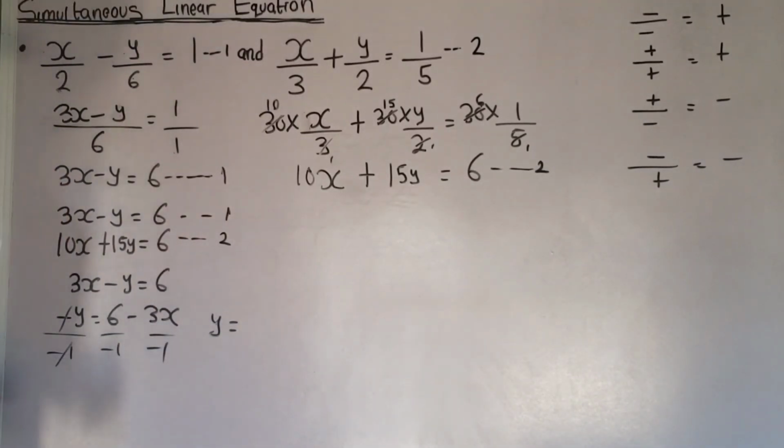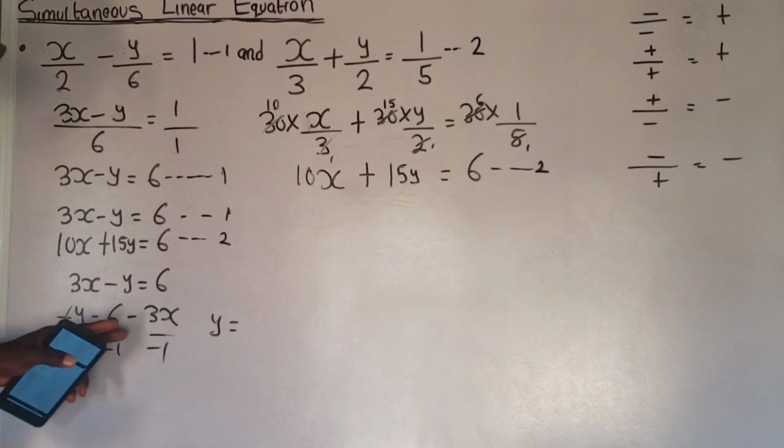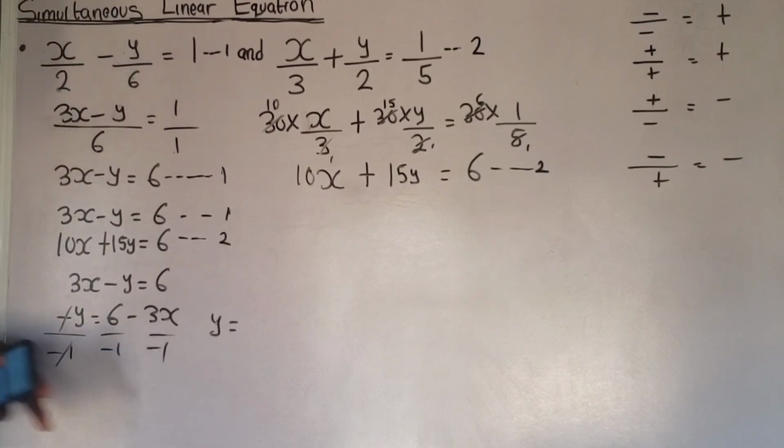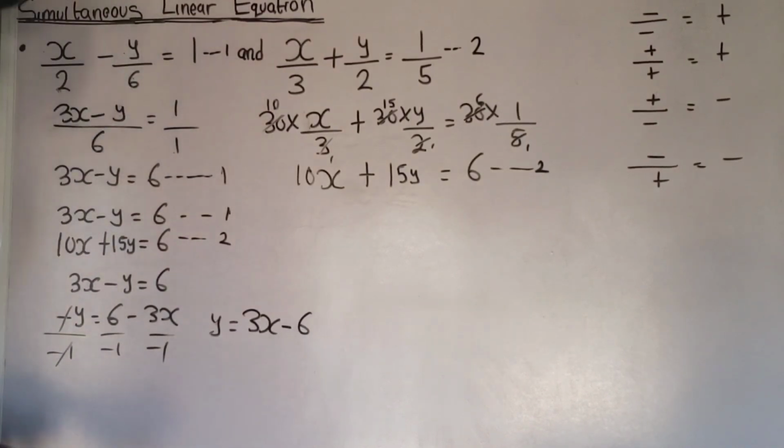Now let's go back to this. We have positive 6 divided by negative 1. That will give us what? Negative 6. Do you understand? And we have negative 3 divided by negative 1. That will give us what? Positive 3. Positive 3x. So I'm going to have 3x minus 6. That will be the expression if I make y the subject of the relation in equation 1. Do you understand? If you don't understand, reverse the video and listen to the explanation again.